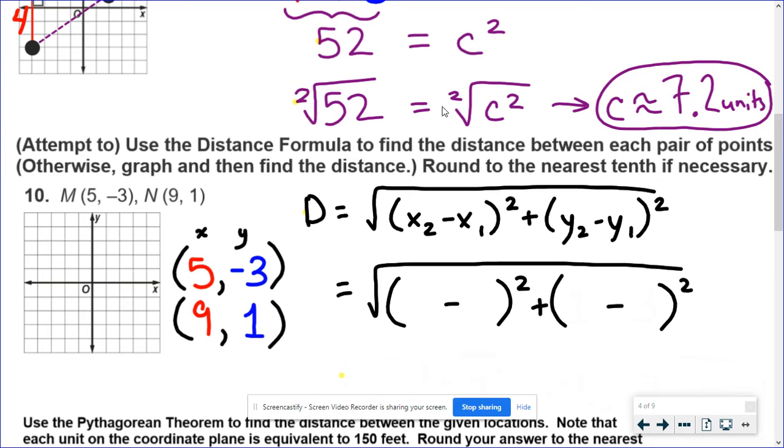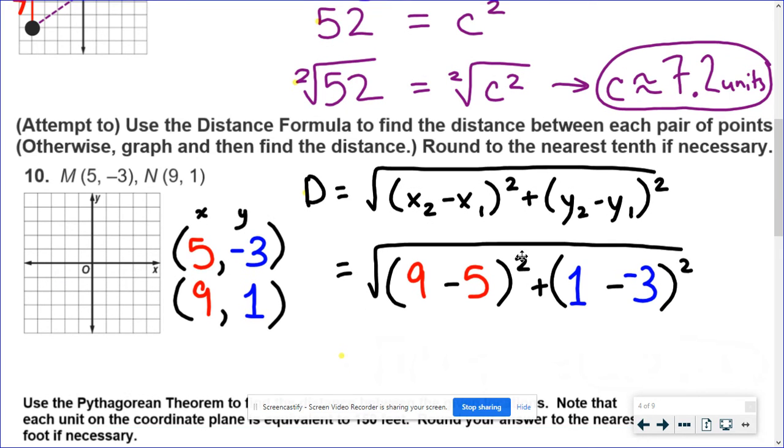Well, think about it. Up here, we took the square root, so we're going to take the square root. We're going to square the 2 legs, but how do you find those 2 legs without graphing it? Well, one of the legs is going to be the change from 5 to 9. In other words, subtract those 2. The other leg will be the change from -3 to 1, and subtract those 2. Now, don't even worry about it if they become negative, because once you square a negative, it turns back to a positive.